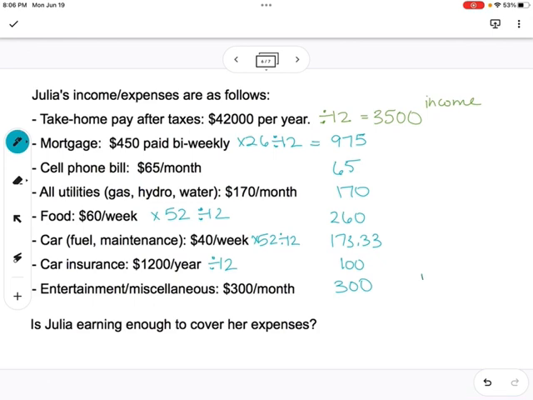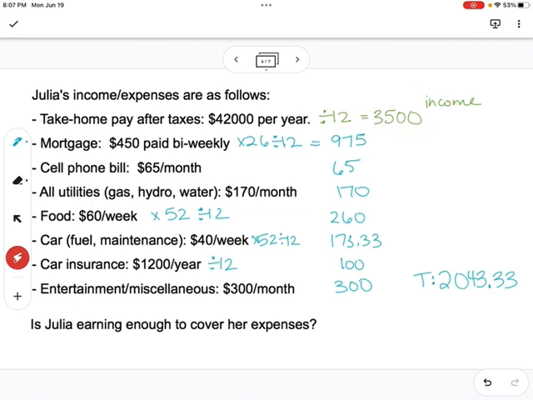Okay, so looking at our total amount of expenses, we're going to add up these numbers. So 975 plus 65 plus 170 plus 260 plus 173.33 plus 100 plus 300. Okay, that gives us a total expense of $2,043.33. Okay, so that's the amount that she is spending. The amount she is making is the $3,500.